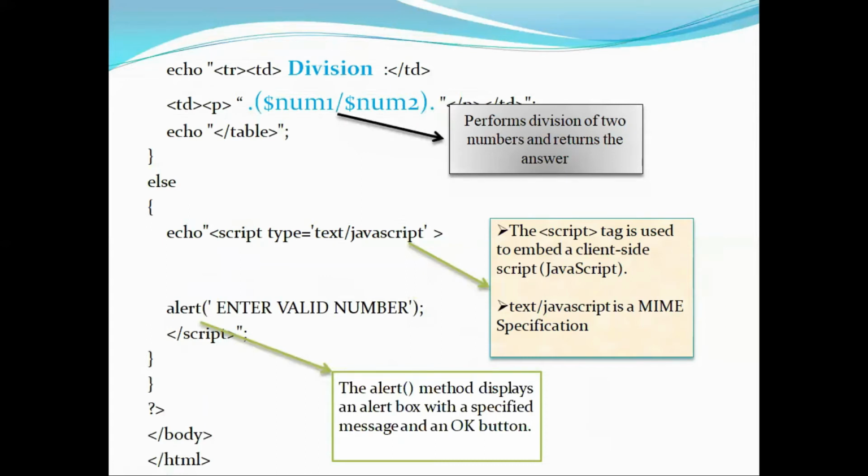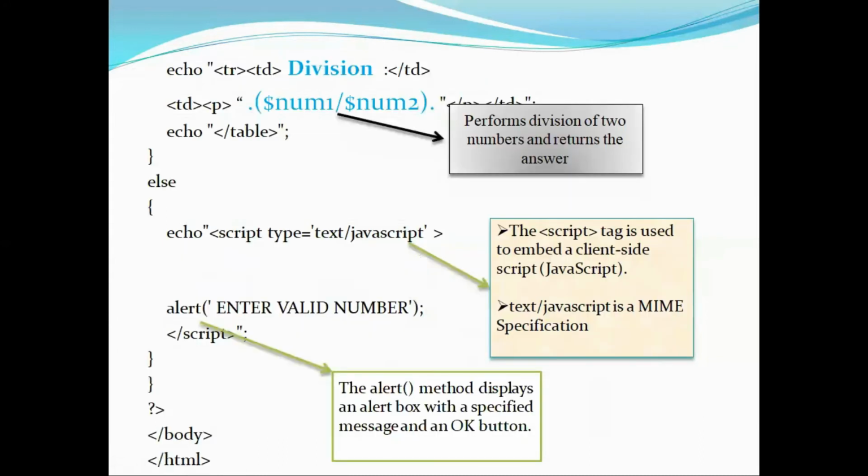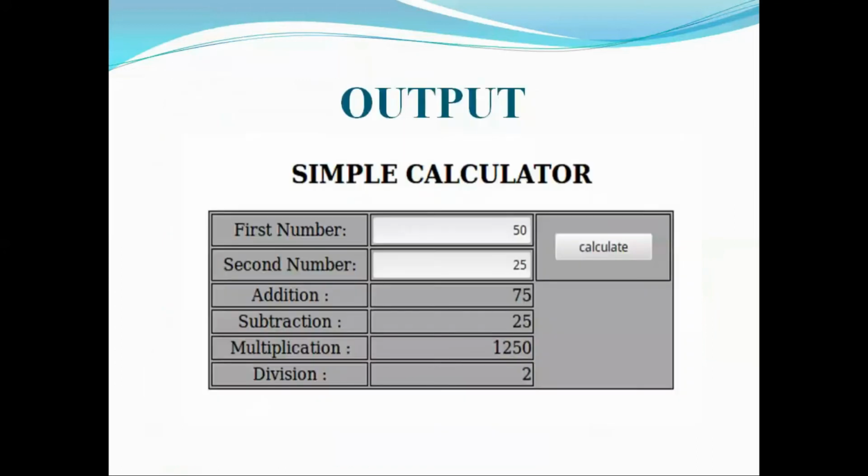After that, we are using a method called the alert method, which is used to display warning messages. It will display one dialog box with one button called the OK button, and it takes a parameter, that is the input here: enter valid number. After that, we close the script tag and close the PHP script, and lastly close the body and the HTML tag. While executing this program, we're going to get the results like this.